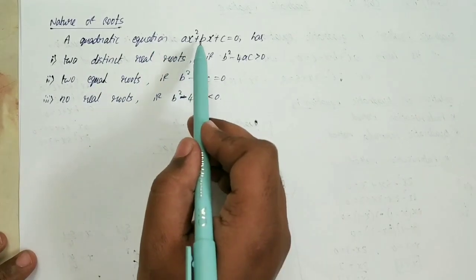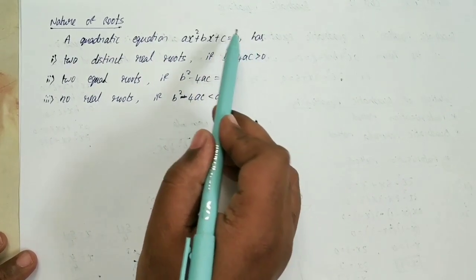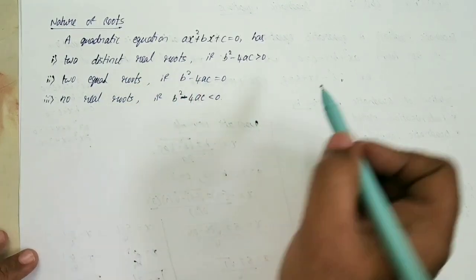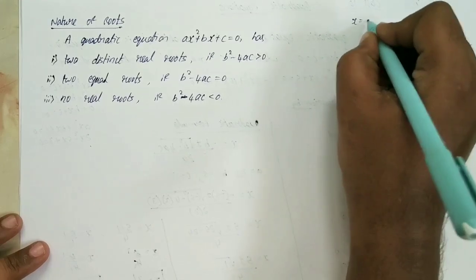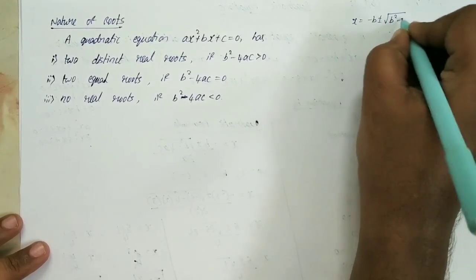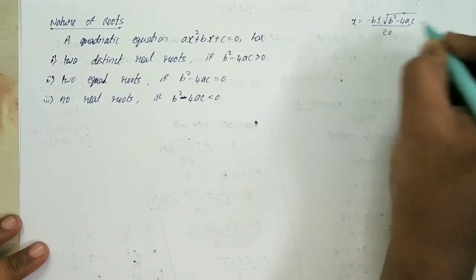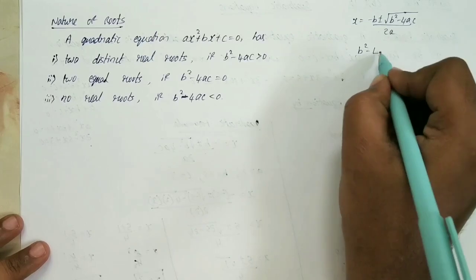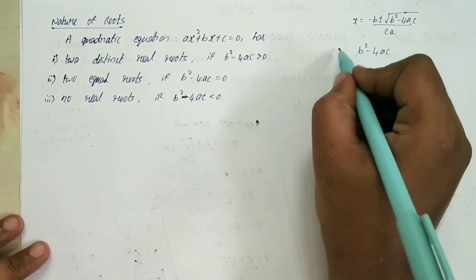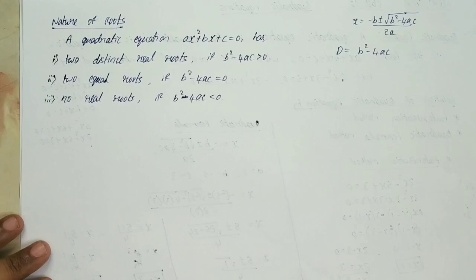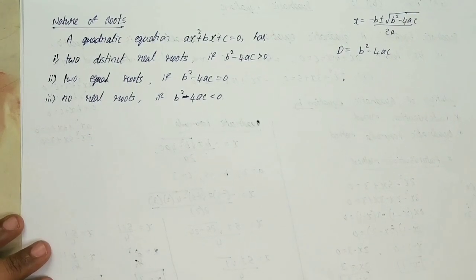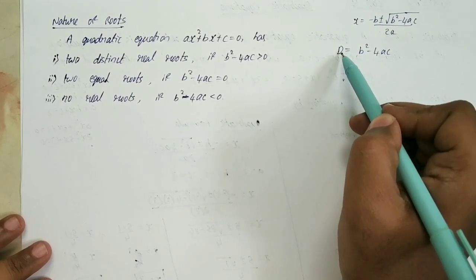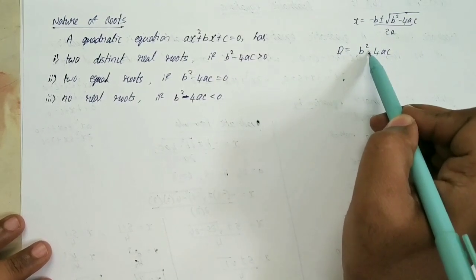So next, nature of roots. Any quadratic equation ax square plus bx plus c has two distinct real roots under a condition. See here, what is our quadratic formula? x is equal to minus b plus or minus square root of b square minus 4ac, whole divided by 2a, right? So in the square root we have b square minus 4ac. We call this b square minus 4ac the discriminant. In short form we will write it as D. So the discriminant formula is D equals b square minus 4ac.